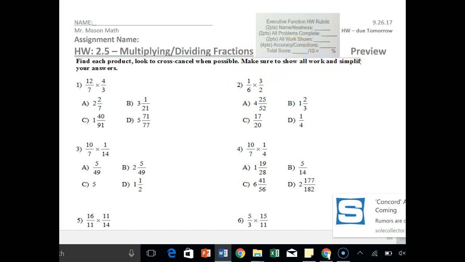and simplify your answers. So for number 1, we're asking ourselves, do 12 and 3 or 4 and 7 have any numbers in common? And the answer is yes. 12 and 3 both have 3 in common. So 3 divided by 3 is 1, 12 divided by 3 is 4. And then I multiply straight across, and I get 16 over 7.